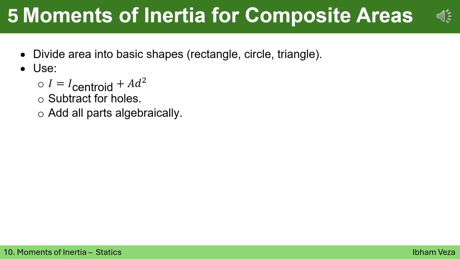Moments of inertia for composite areas. Many engineering sections consist of multiple simple shapes. To determine the overall moment of inertia, we divide the section into basic components, such as rectangles, circles, and triangles. We calculate the moment of inertia of each part, transfer it to the desired axis using the parallel axis theorem, and then add the contributions. If there are holes or cutouts, their moments of inertia are subtracted from the total.